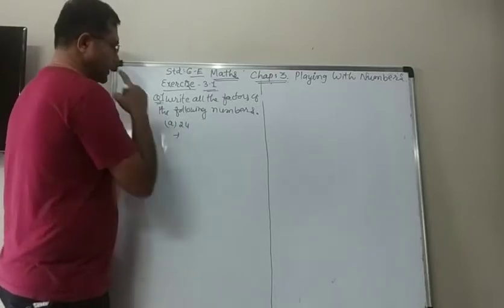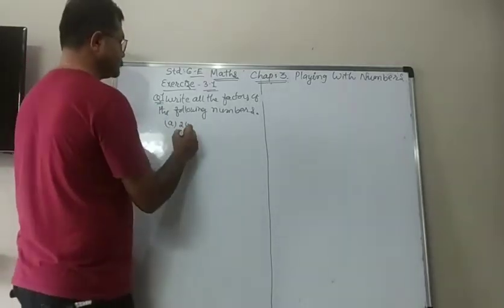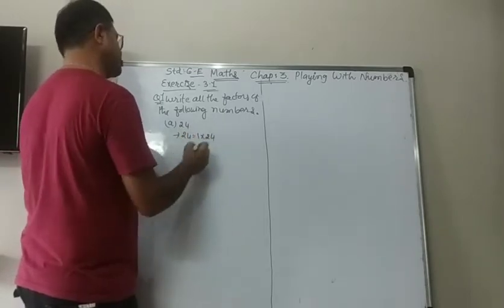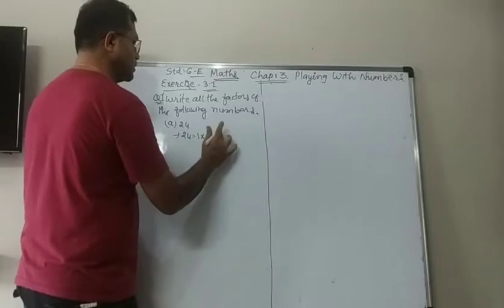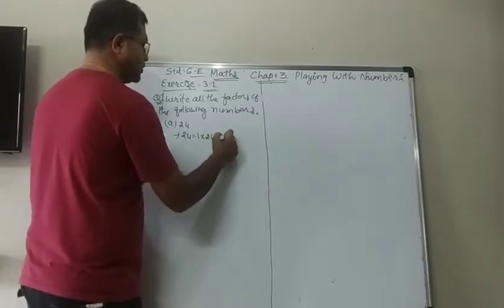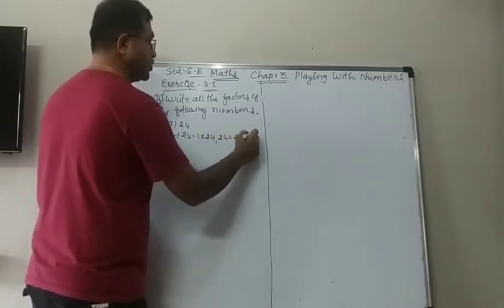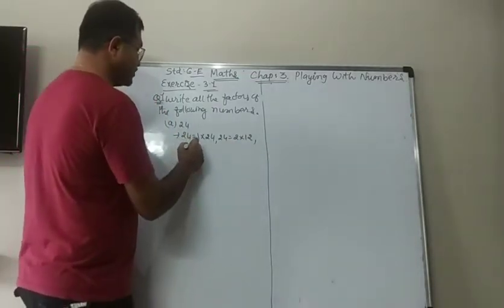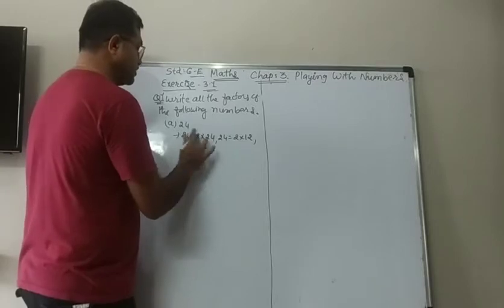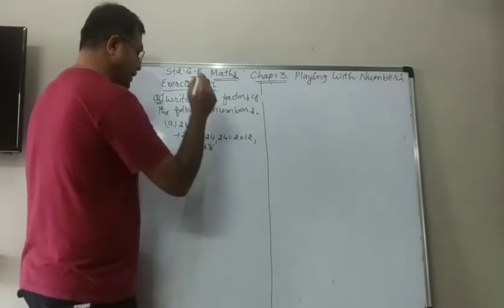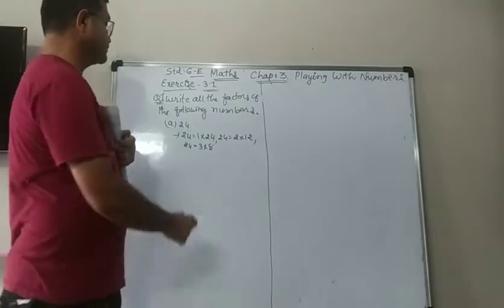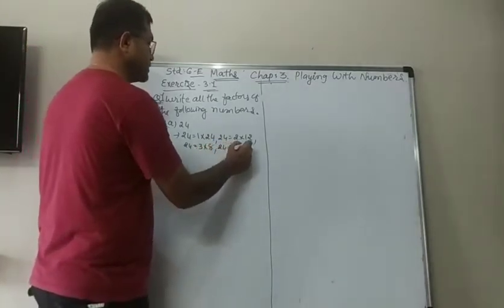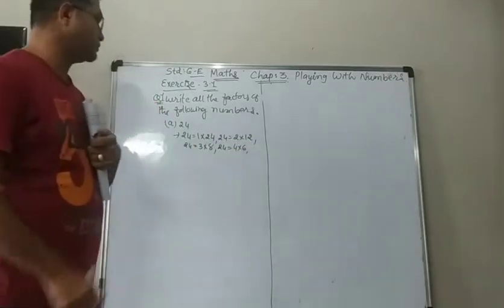Now 24 can be written as 24 is equal to 1 into 24. 24 is divisible by 2 also, so 2 multiplied by 12. 24 is equal to 3 8s are also 24. 24 is equal to 4 6s are also 24.